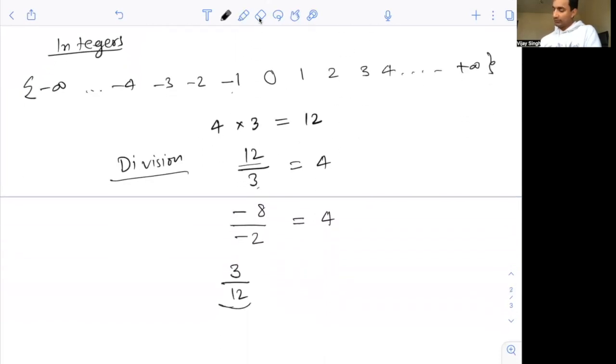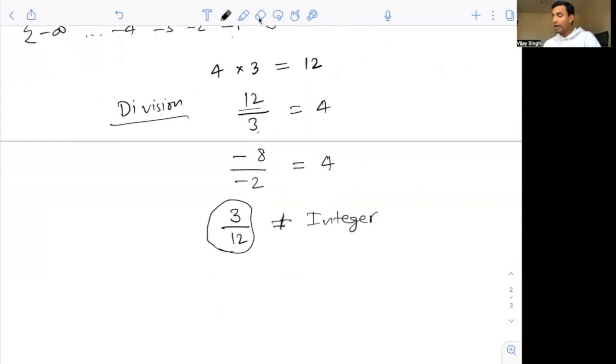So this number 3 by 12, whenever you divide two integers where the integer being divided is smaller in magnitude than the divisor, you don't get another integer. This is not equal to another integer. Okay. So now we need a new set of numbers that can have these kinds of fractions or ratios. These numbers are called rational numbers.